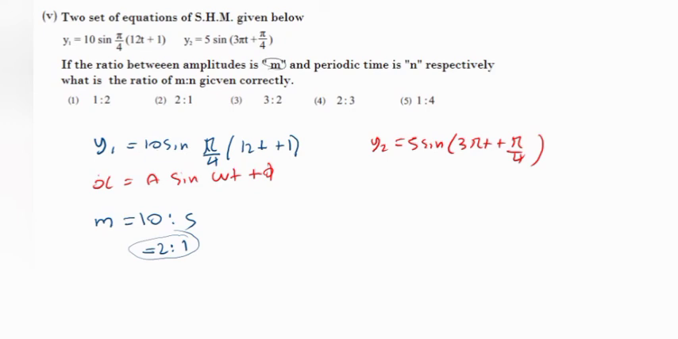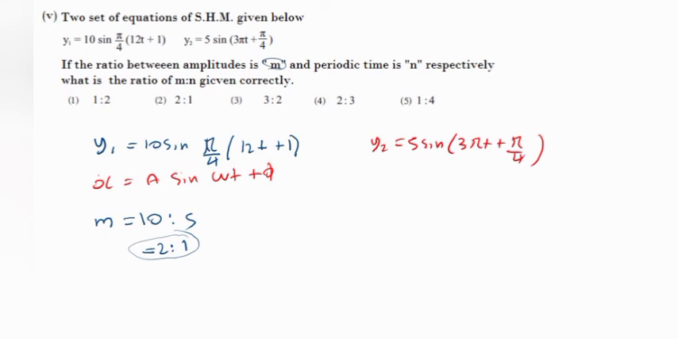So let's find the ratio between the other one. Now you have to find out the periodic time. To find out the periodic time, you have to do some simple and essential thing. What is it? You have to find out the omega. But this one is really weird. So now what to do? You have to open up the bracket.